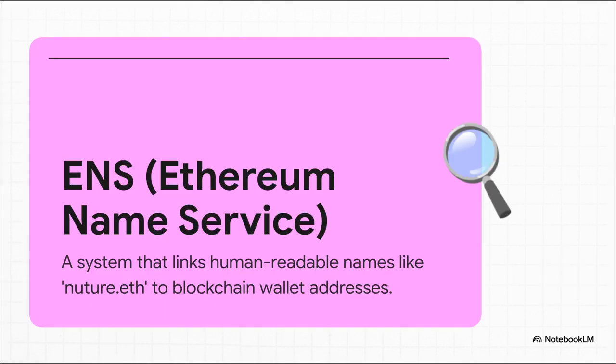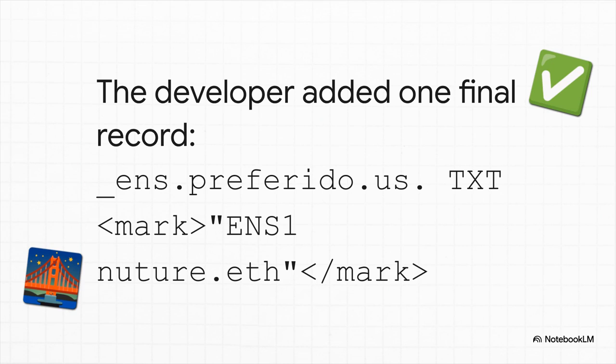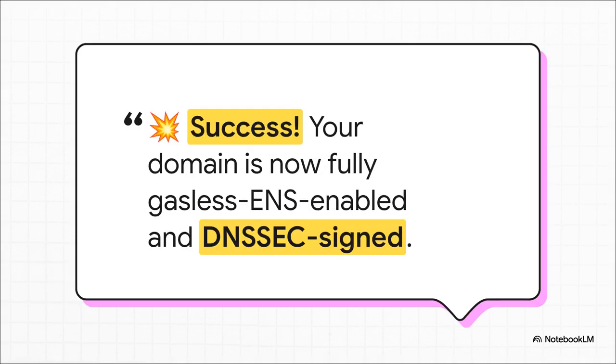The developer was using something called the Ethereum Name Service, or ENS. It works a lot like the web's address book, but instead of pointing domain names to IP addresses, it points human-friendly names to those really complex blockchain wallet addresses. And the actual connection? It was made with this single line of code. By adding this simple text record to the domain's settings, the developer created a permanent, verifiable link pointing perforito.us to the blockchain identity nurture.eth. And this triumphant message from the developer's log, it just says it all. The bridge was built, the traditional domain and the new blockchain identity were now securely linked, and it was all thanks to that initial, difficult security fix.